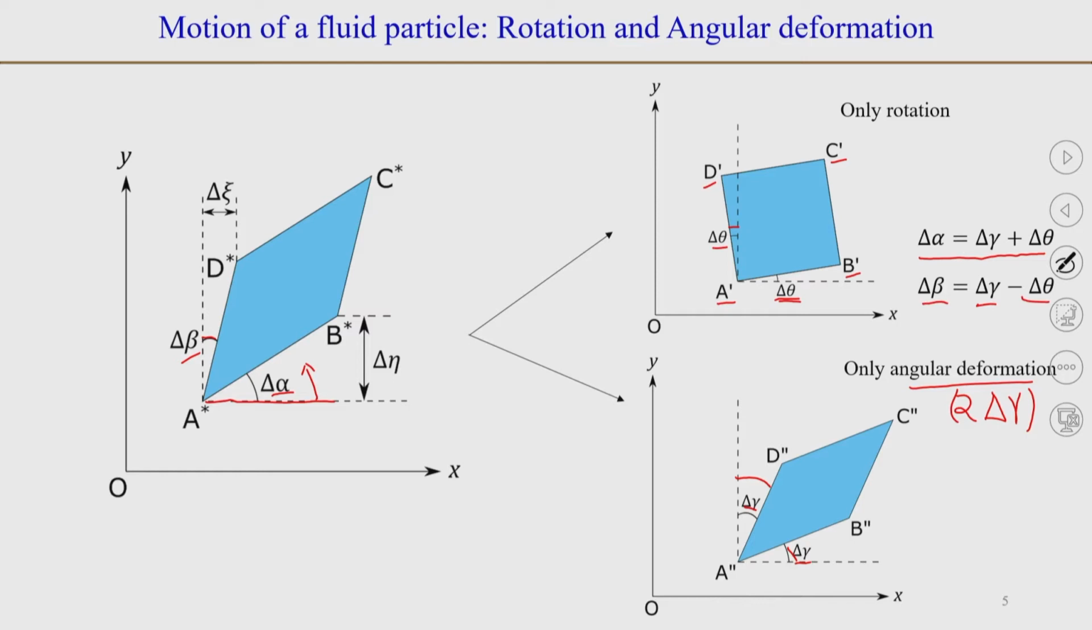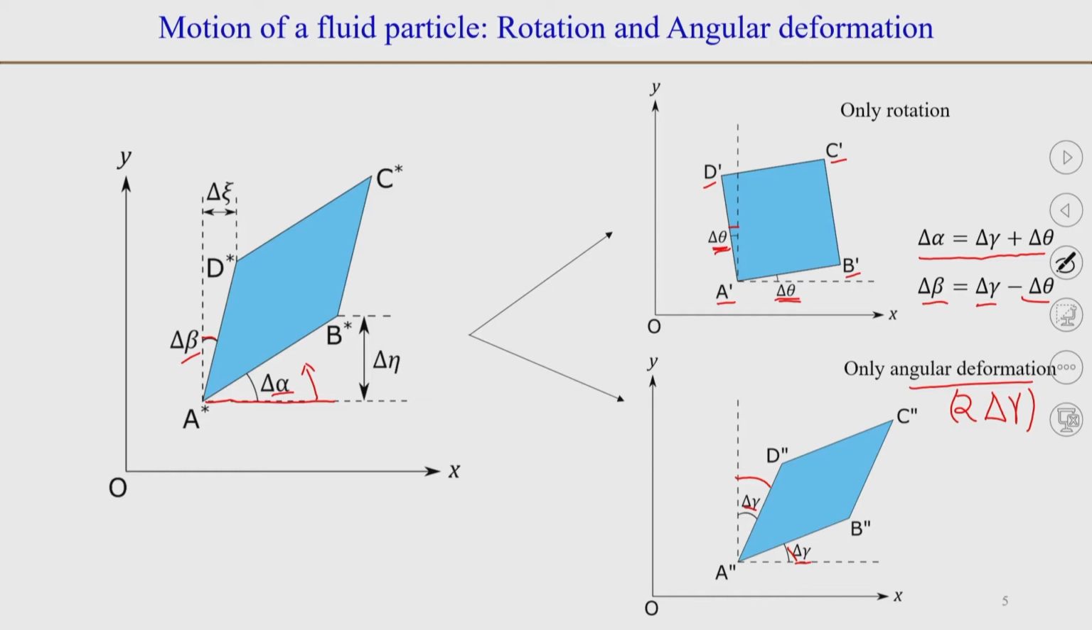Note that this is in the anti-clockwise direction, whereas the other two rotations are in the clockwise direction. So, that is why we have delta beta is equal to delta gamma minus delta theta.